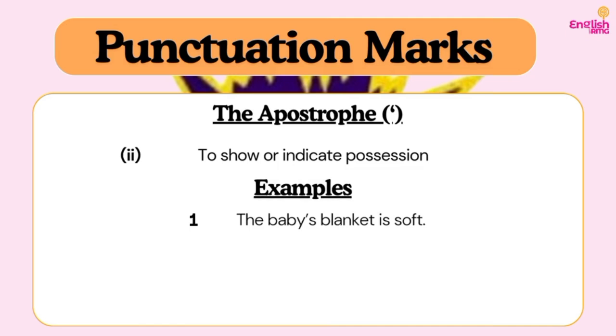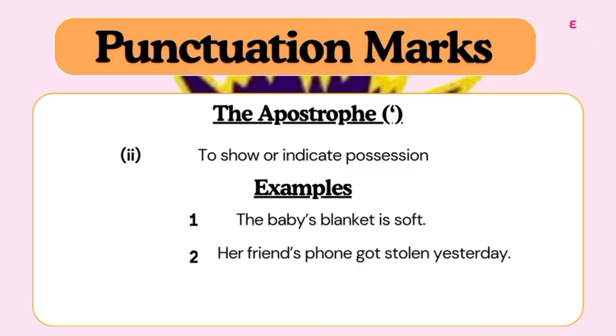Example 1, we have: the baby's blanket is soft. One thing I want you to notice is that we use the apostrophe plus S to show what? Possession. So we have the apostrophe here, and the S behind the baby is telling us that the blanket actually belongs to who? The baby. Example 2, we have: a friend's phone got stolen yesterday. So we have the apostrophe plus the S to show us that the phone belongs to who? A friend, showing ownership, possession, using the apostrophe and S.